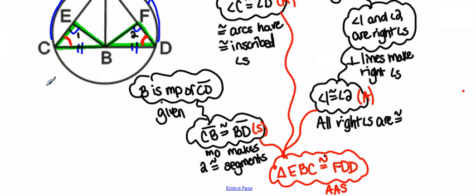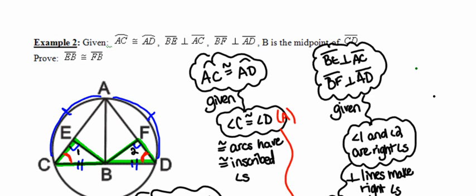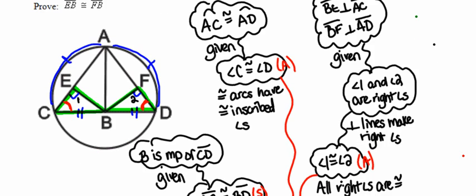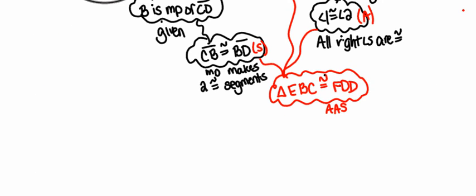And then once those two triangles are congruent, I know that all their corresponding parts are congruent. The corresponding parts that I'm concerned about in this case are segment EB and segment FB.